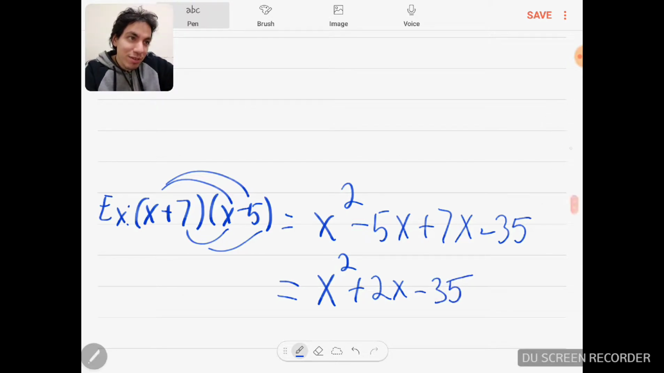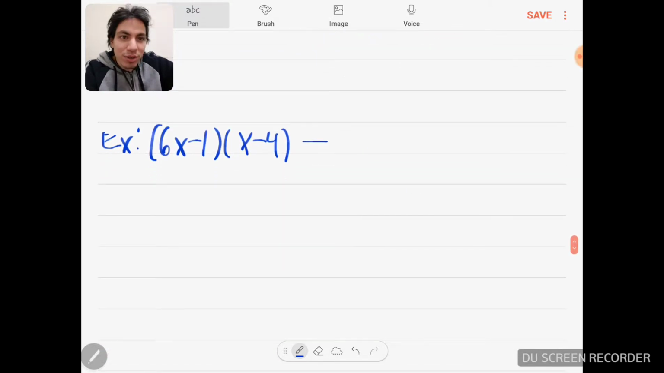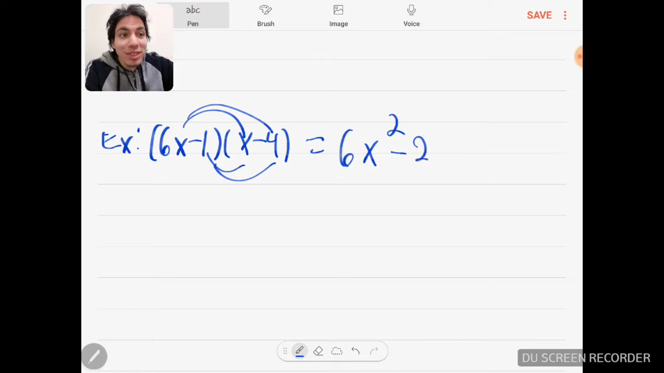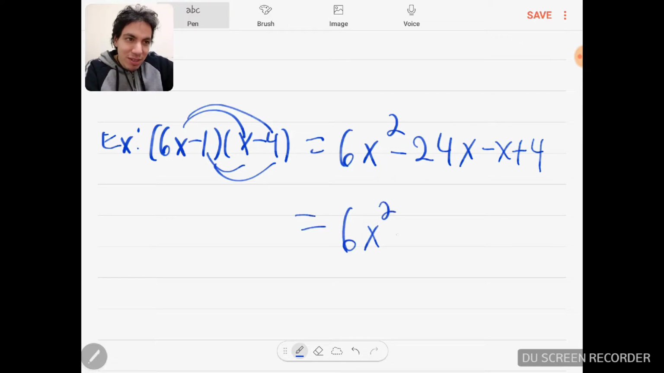The next one is, here we go. So 6x times x will be 6x squared. 6x times negative 4 is negative 24x, and then I'm left with negative x plus 4. Now I combine like terms, I'm left with 6x squared minus 25x plus 4.